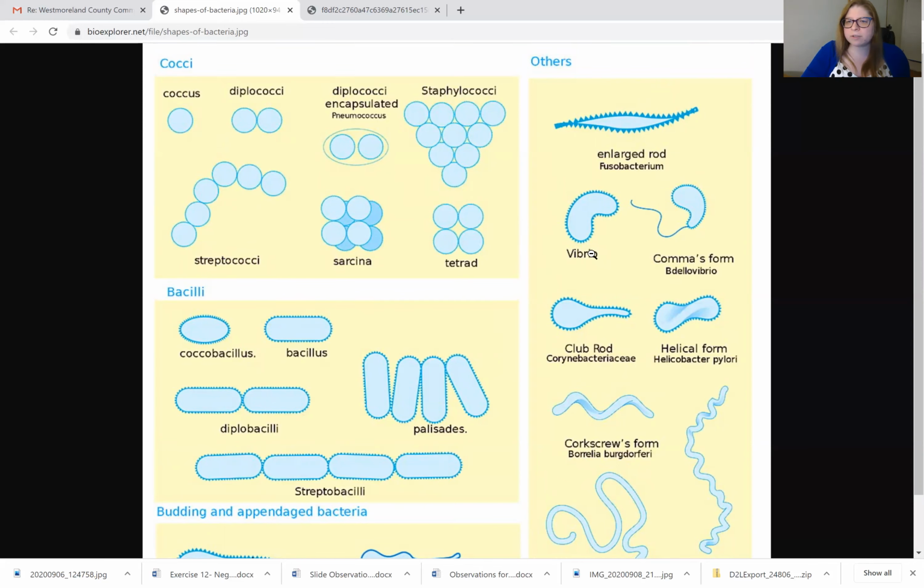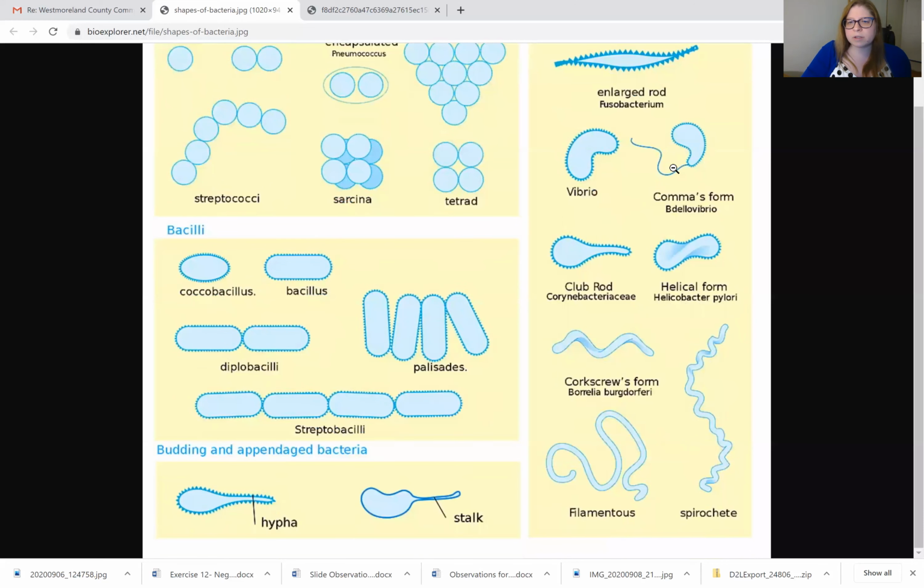We talked about the fusiform bacteria very briefly as something that might be found in dental plaque. And this is an example of what a fusiform bacteria looks like. It's a longer, skinny rod type shape, but it's going to have very pointy ends and will be fatter in the middle. There are also club-shaped bacteria, like the Corynebacteriums. Those actually have a club shape.